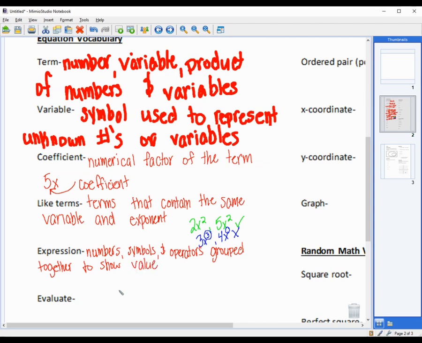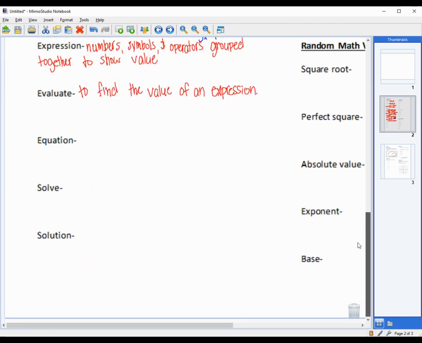If we want to know how to evaluate, we've got to know what evaluating is. To evaluate is just to find the value of an expression. Very good. Three more on this left side here.